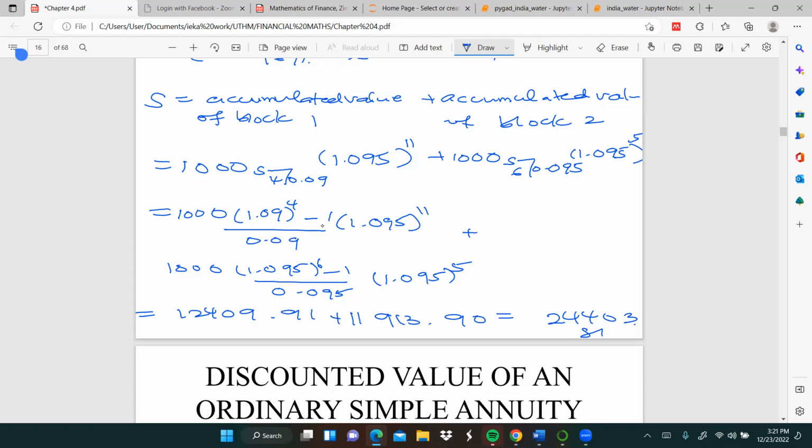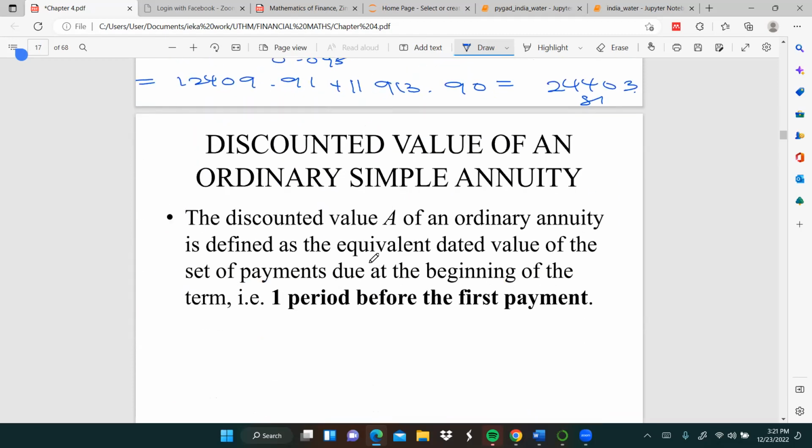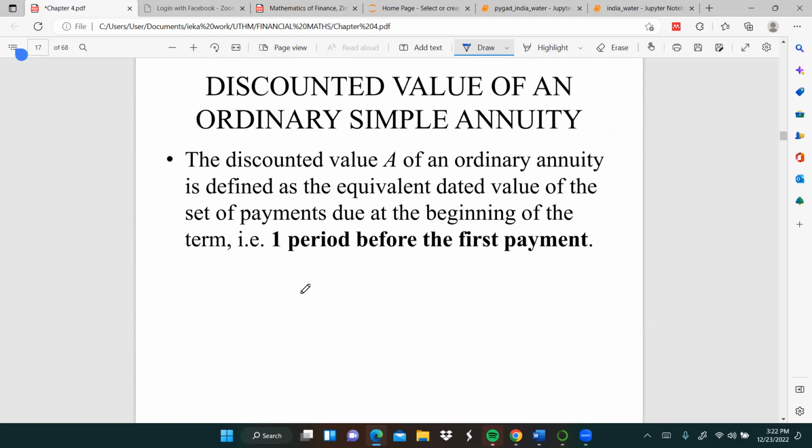Okay, itu adalah yang tadi kita tengok. Okay, kita tengok accumulated value. Next, kita tengok pula discounted value. Okay, discounted value of an ordinary simple annuity. The discounted value A of an ordinary annuity is defined as the equivalent dated value of the set of payments due at the beginning of the term. Okay, example, one period before the first payment.